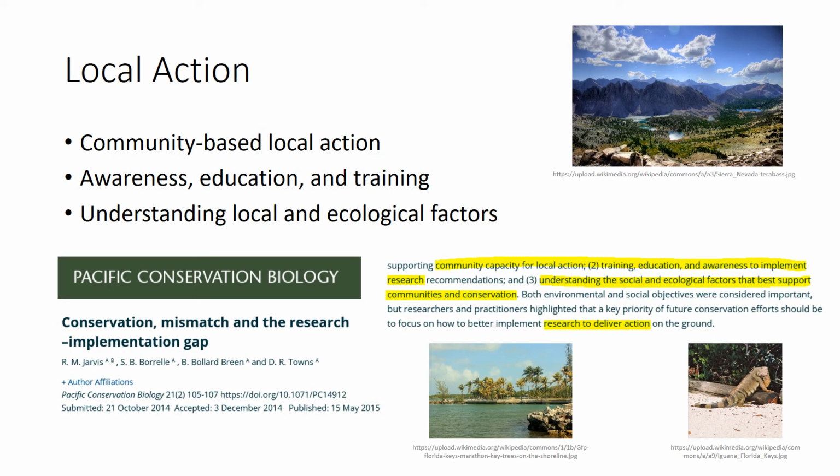Community-based local action increases effective conservation efforts, and awareness, education, and training can help the general public to better understand the impacts of local and ecological factors.